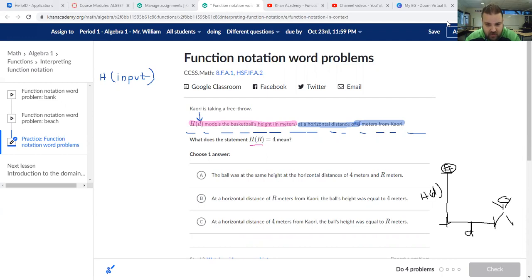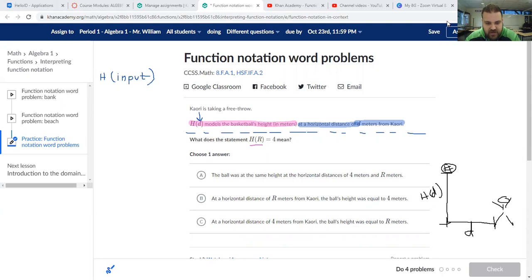of having an input of R equals 4. So let's think about that a little bit differently. When the input is R, the output is 4. That sounds a lot better. When the input is R, the output is 4.